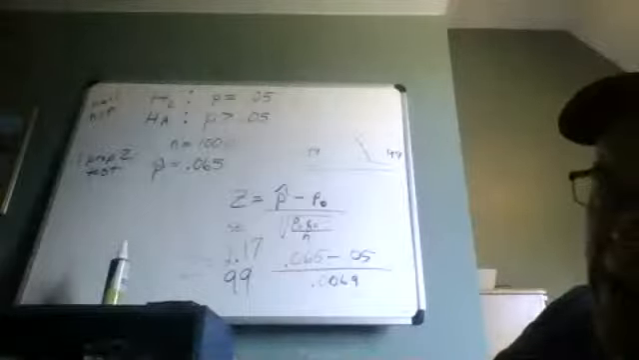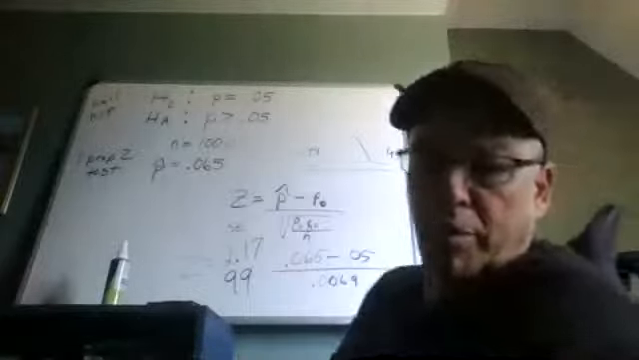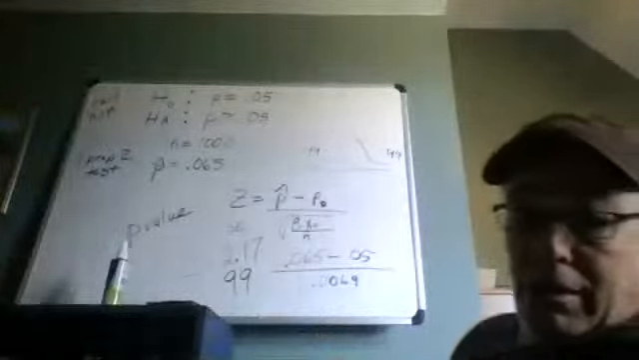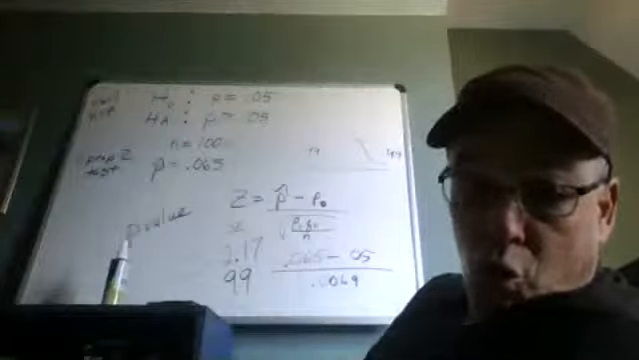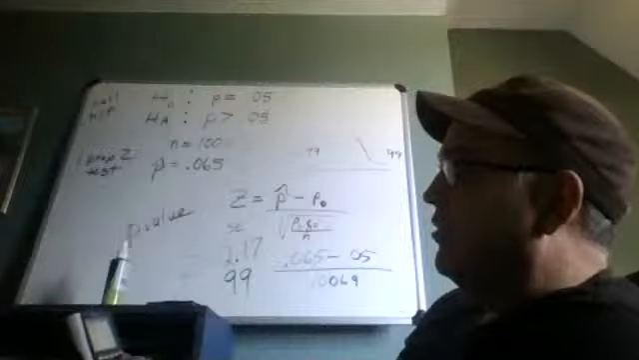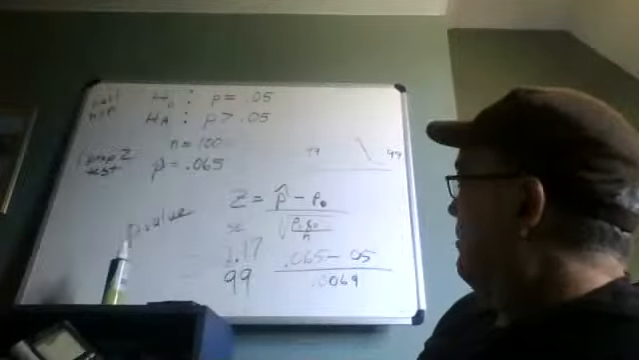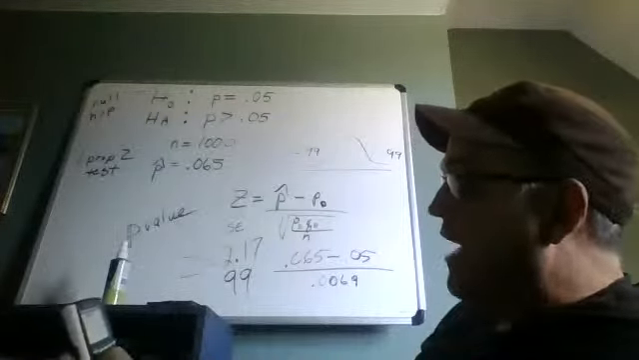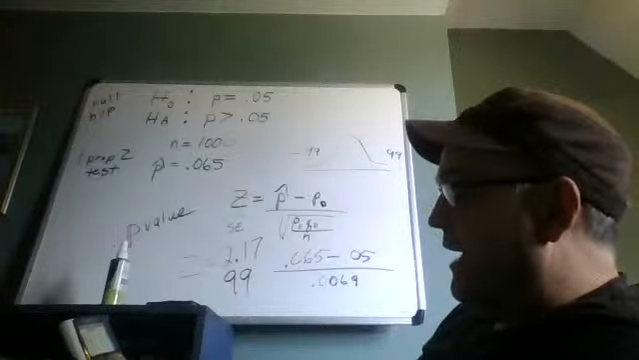And let's talk about that for a second. The name for the probability of a hypothesis test is called p-value. Whatever that probability is, it is called the p-value. So where am I going to look for the probability? How about normal CDF? So I'll go second distribution, go down to normal CDF, and put in 2.17 and 99.